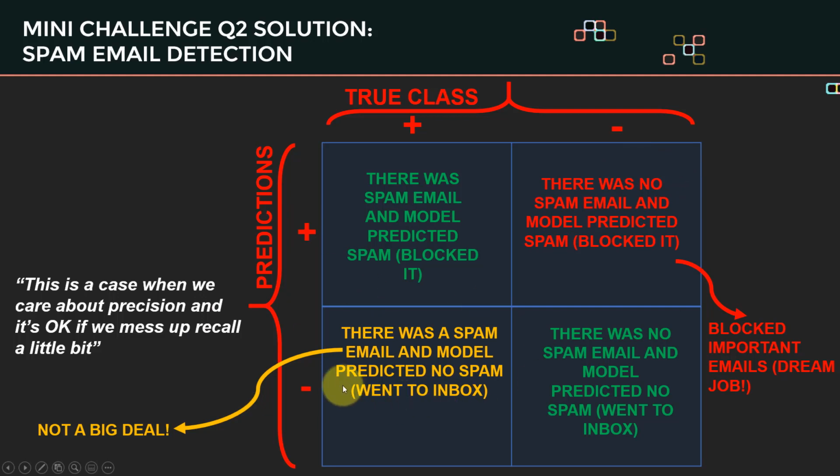And the last example here, that's when the prediction was negative and the true class was positive, which means there was a spam email, right? So it was positive. However, the model predicted no spam. So it went to the inbox. Basically, you ended up with a spammy email in your inbox. And that's, again, I don't want to say it's not a big deal, but the customer wasn't pissed off. If the customer just avoids the spam email, that's it. It's not a big deal, I would say. But in the other case, that's a big problem. That means you might block an important email, like a dream job notification, for example, or maybe an interview notification, and that would be a huge deal, okay? So that's a case when we care about precision, and it's okay if we mess up recall a little bit.